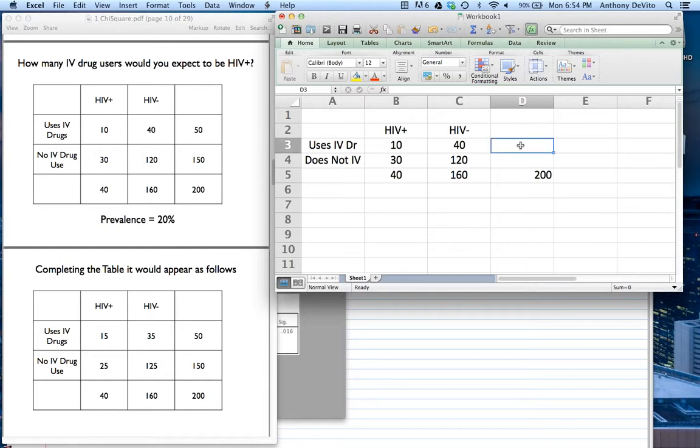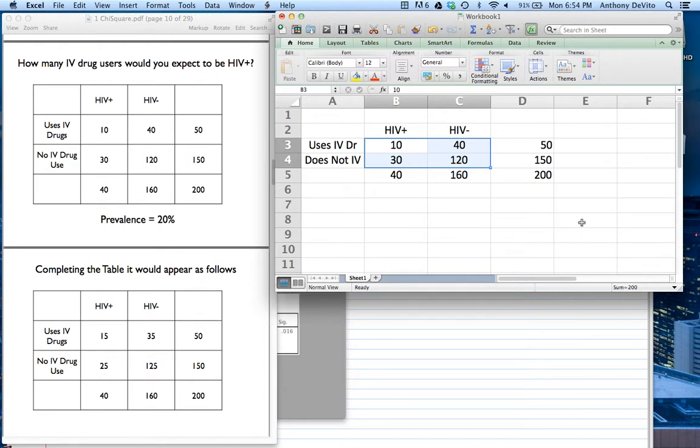Nothing's changed here. Here's our 50 people, as we discussed before, that use IV drugs. Here's our 150 people that don't use IV drugs. But now we have a better idea of how this population is distributed in terms of which people are drug users, which people are not drug users, and what their HIV status is.